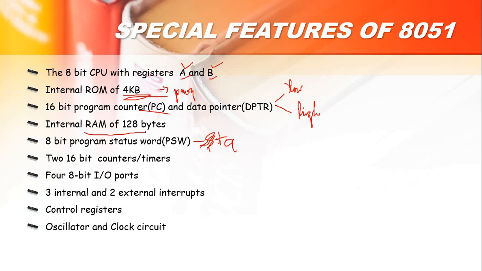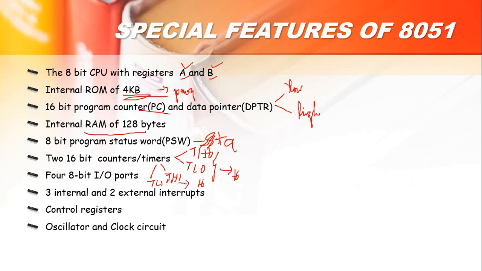And we are having two 16-bit counters and timers. That is how we are having these two 16-bit counters and timers: TH0 and TL0, these two will take one 16-bit. And TH1 and TL1, this will take another 16-bit.